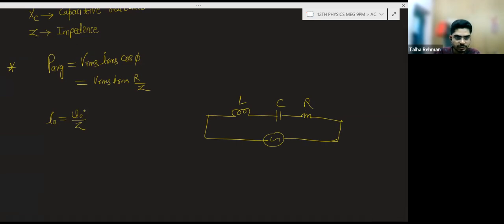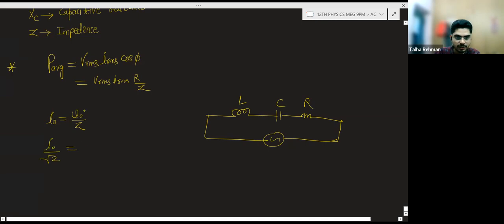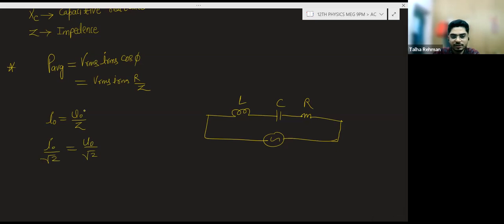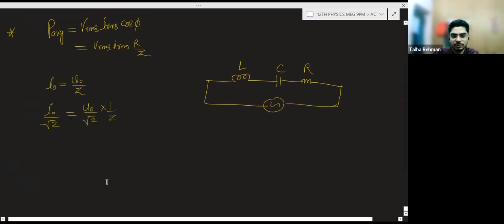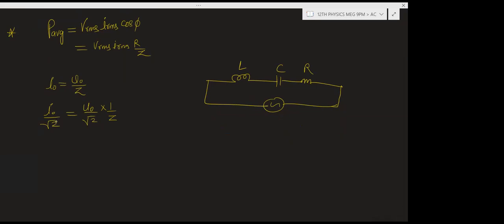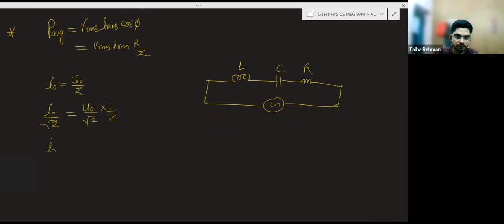Now you can divide it by under root 2. You can write this current like this, and V naught by root 2. We can write root 2 here and root 2 here, root 2 and root 2 will cancel out, so there will be no effect on this equation. So what is I naught by root 2? Who will tell, Fawaz? I naught is the peak current divided by root 2. Irms. Very good, Fawaz. Irms. And V naught by root 2 is Vrms.